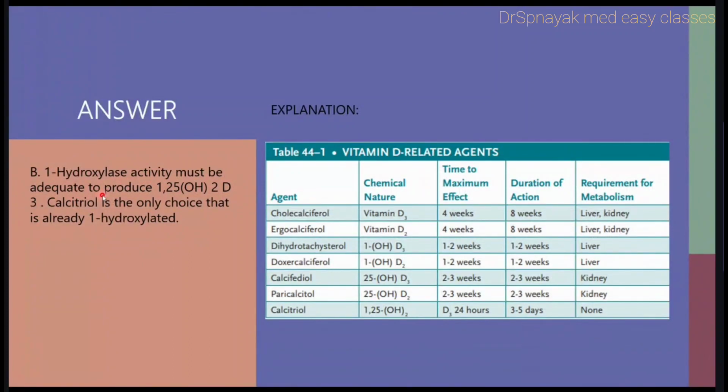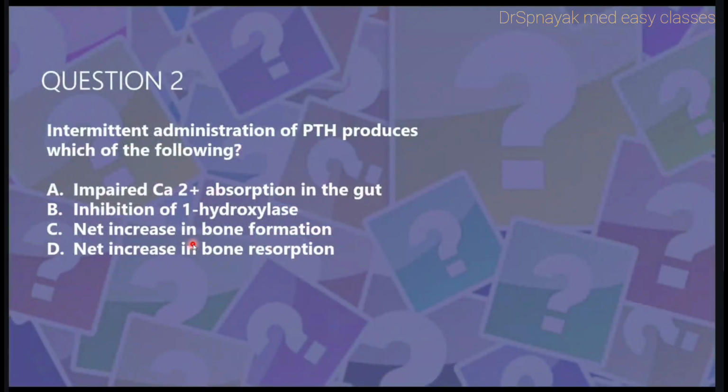1-hydroxylase activity must be adequate to produce 1,25-dihydroxy D3. Calcitriol is the only choice that is already 1-hydroxylated. So calcitriol is already in its active form, and since it's active, it does not require any further metabolism. So it is the preferred agent in patients with poor renal function. Let's move to the next question.